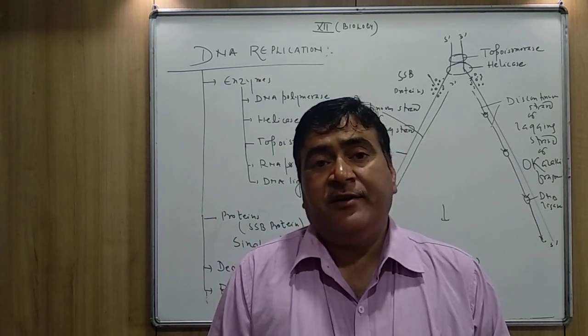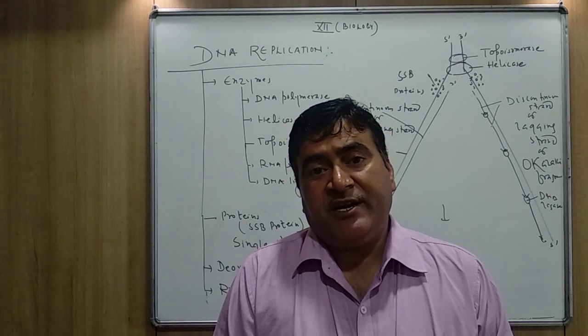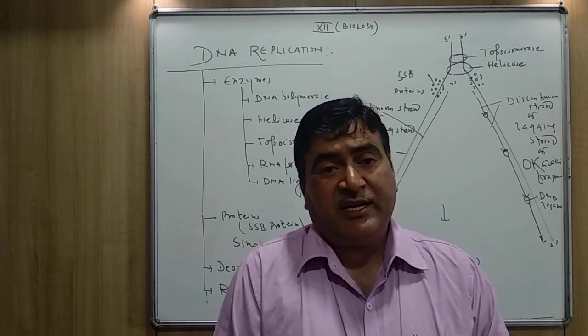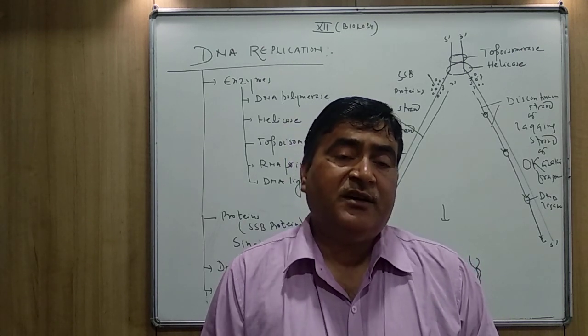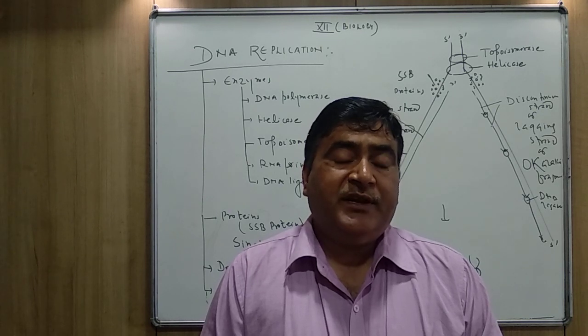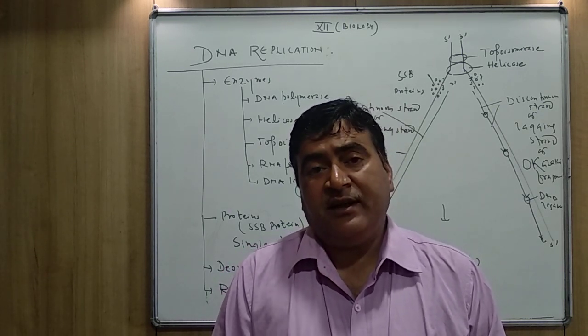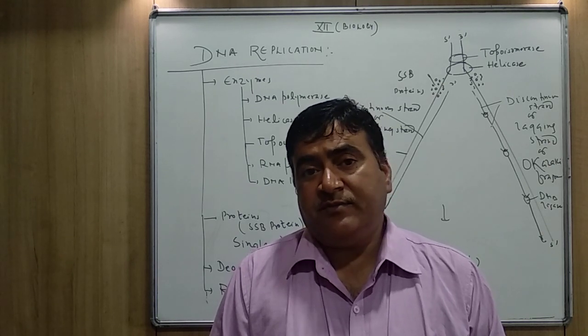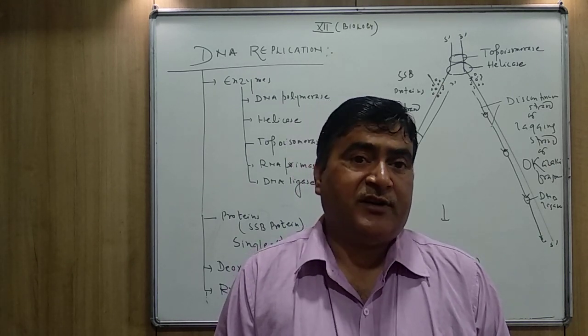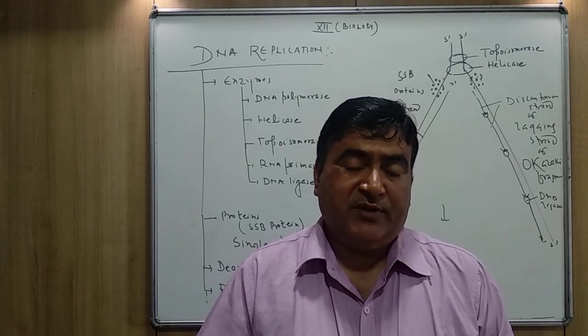And here the deoxyribonucleoside triphosphate has a dual function. The first, it acts as the substrate for the polymerization, and second, it also gives the energy which is required for the process of polymerization.